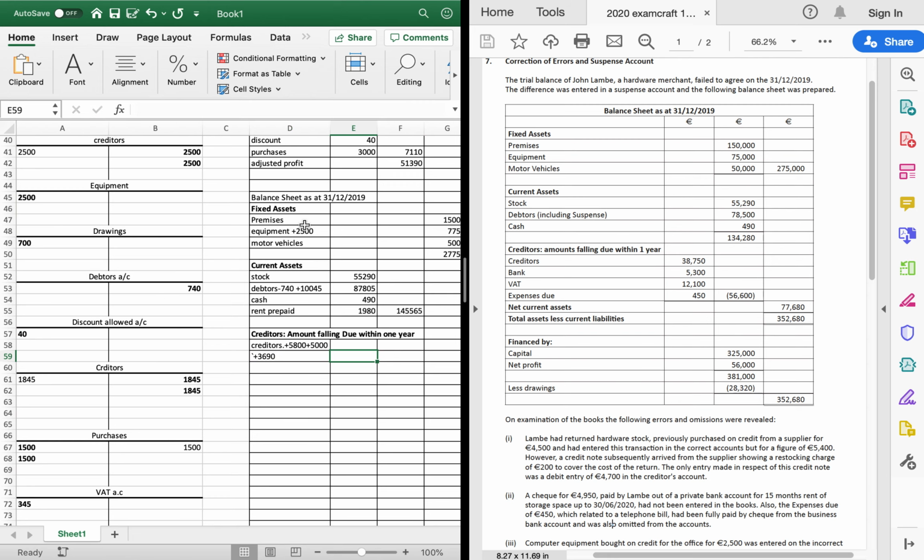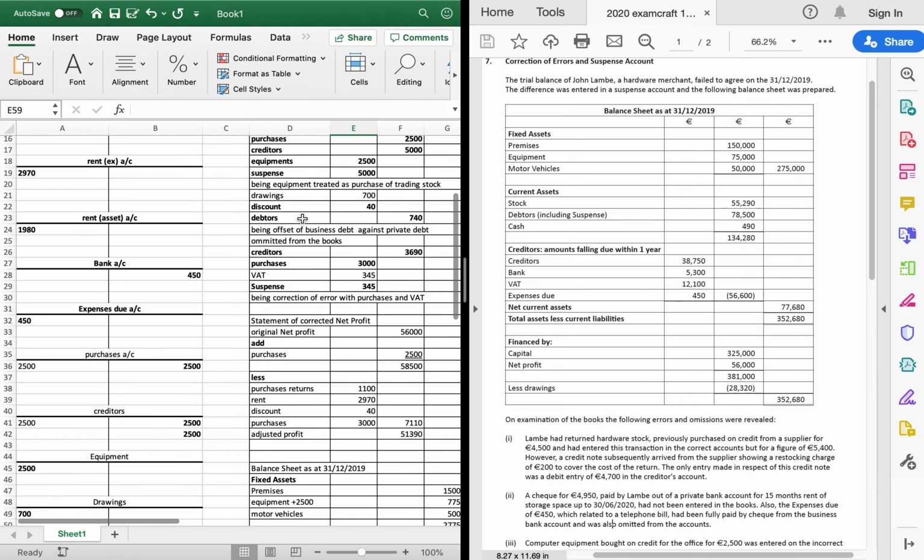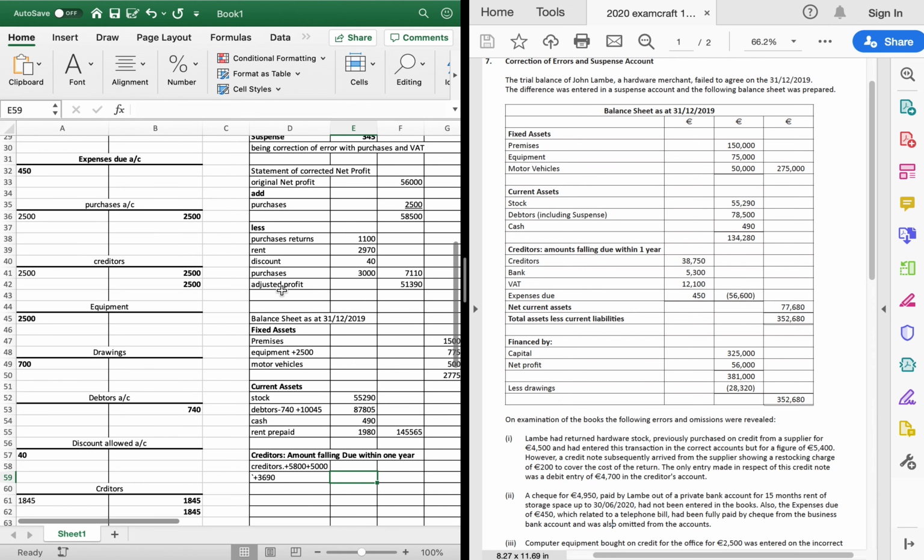So we'll just check the rest of them. Nothing there. That's them all, yeah. So 38,750. They were all credits, so they're all to be added on. So plus 5.8, plus 5, plus 3690 is 53,240.